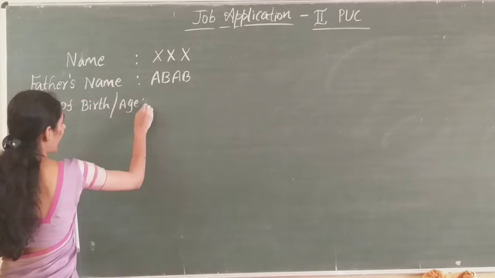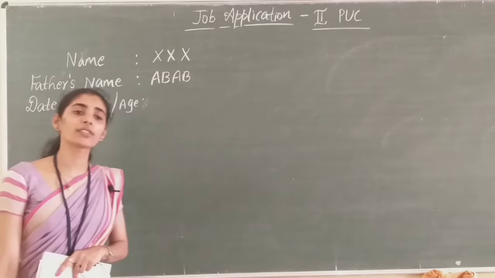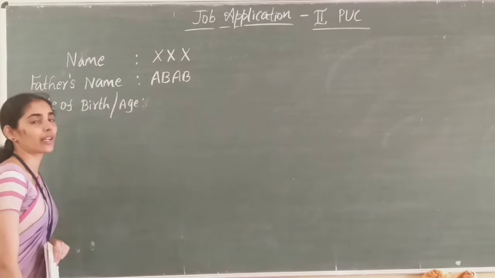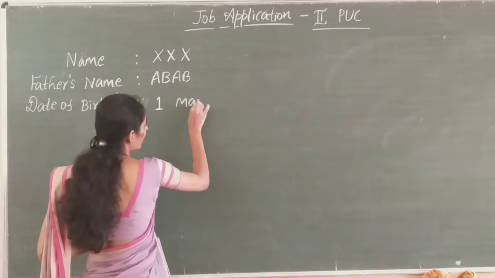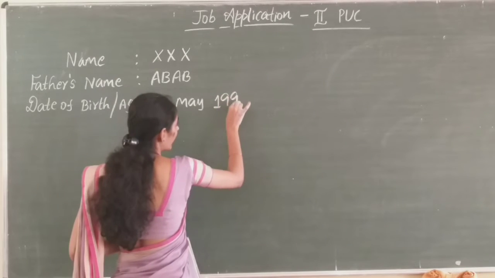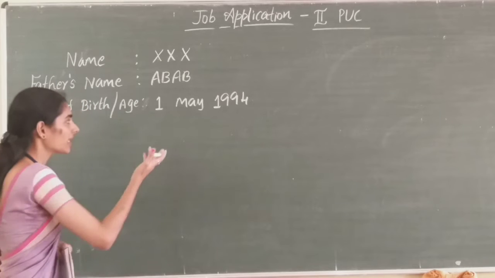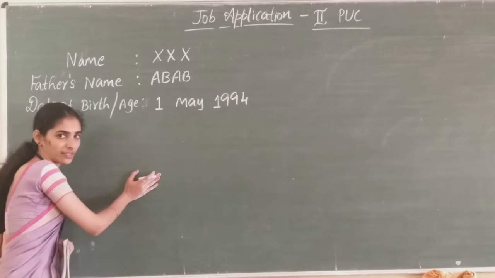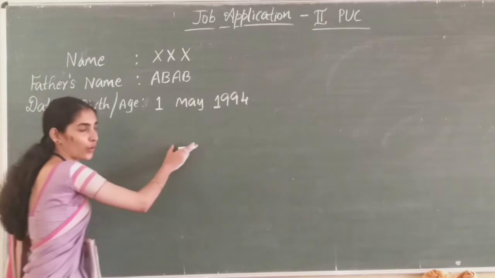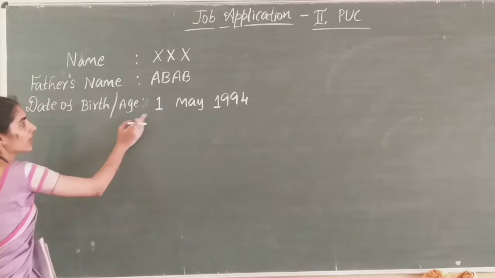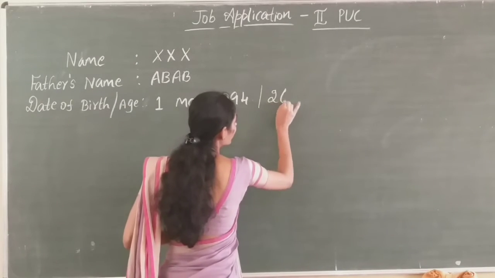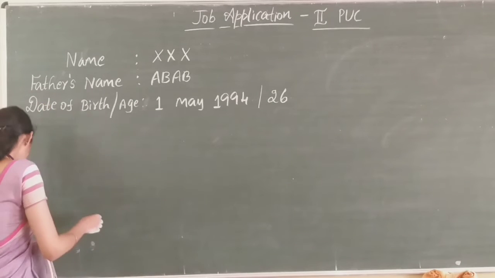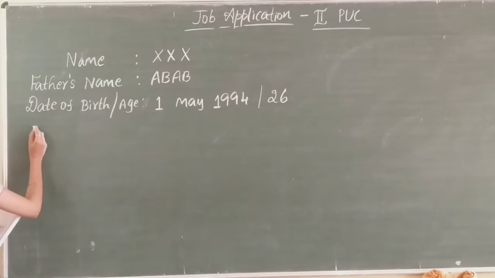They have asked that the candidate must have at least a minimum of 2 years of experience. So now you can write which one? For example, 1st May 1994. Just an imaginary date of birth because it will match your experience. That's why I have taken 1994. So date of birth or age, 1st May 1994. Age probably 26. Okay, 26. And then after date, then permanent address.